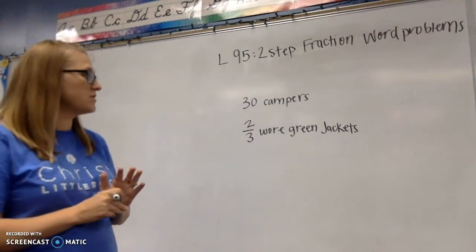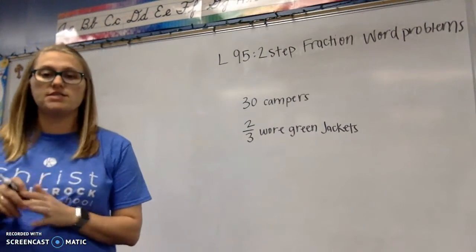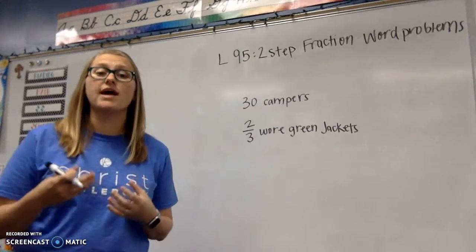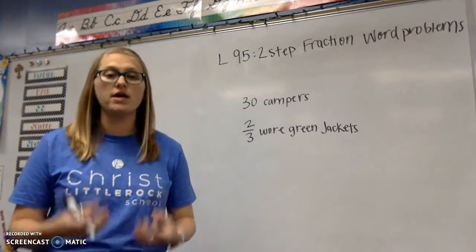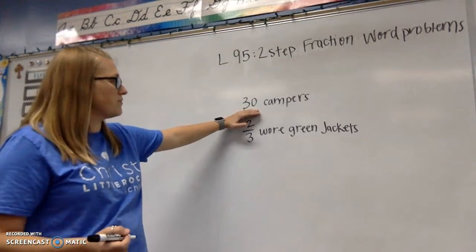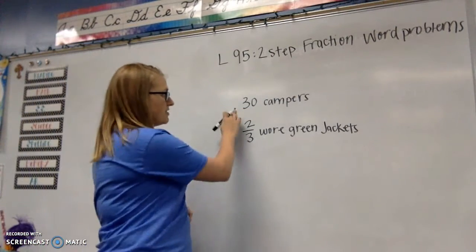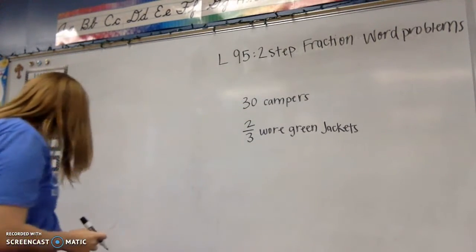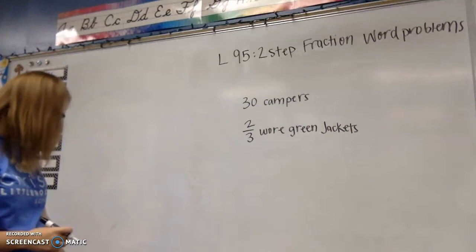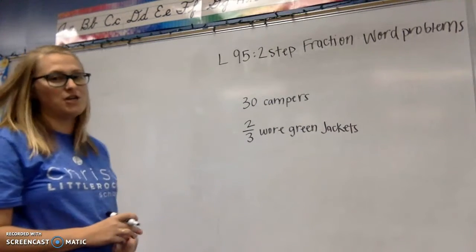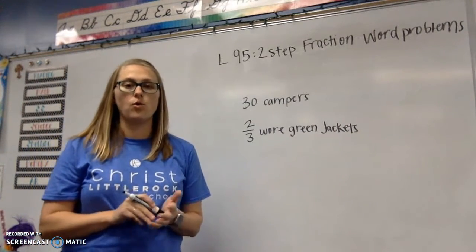Up until this point, we have been taking word problems and dividing them and finding fractions, and it's been asking you to draw a picture for your answer. Okay, so if I write this down, I know I have 30 campers. So I'm looking at example one. There were 30 campers in the state park. 2/3 of them wore green jackets. How many wore green jackets?